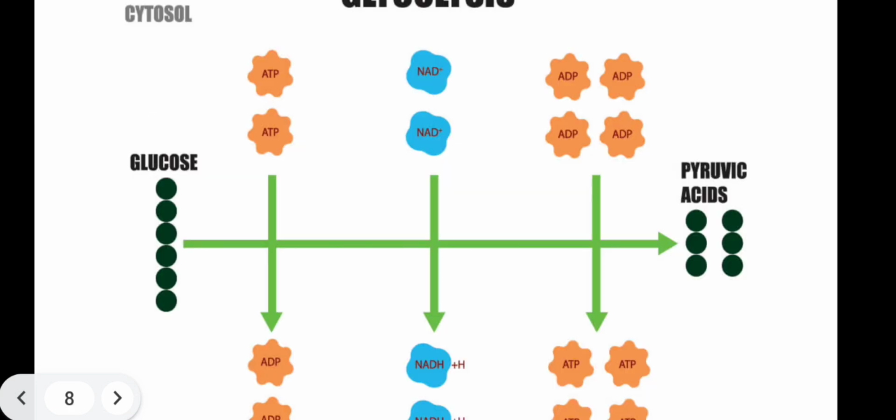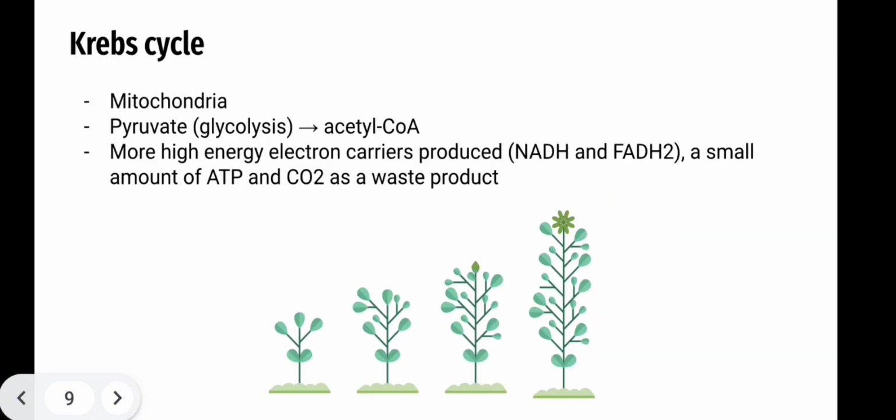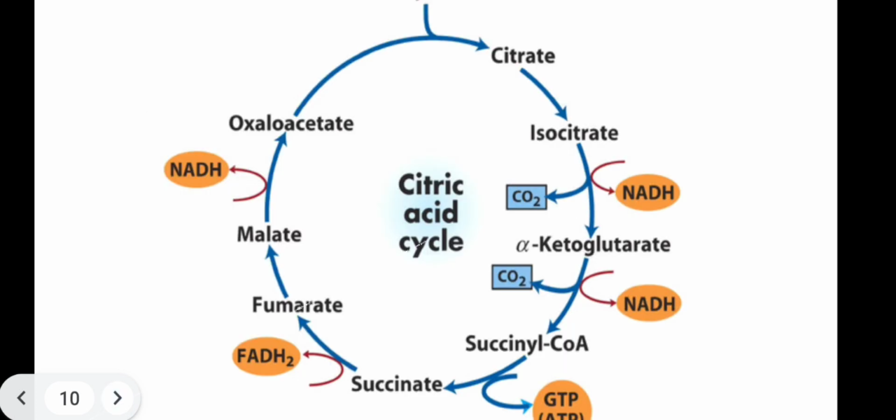This is glycolysis simplified. Next is the Krebs cycle, also called the citric acid cycle. This occurs in the mitochondria, and pyruvate from glycolysis is converted into a molecule called acetyl-CoA. When it enters the Krebs cycle, through a series of reactions, the Krebs cycle produces more high-energy electron carriers, NAD and FADH2, and a small amount of ATP. Carbon dioxide is also released as a waste product.